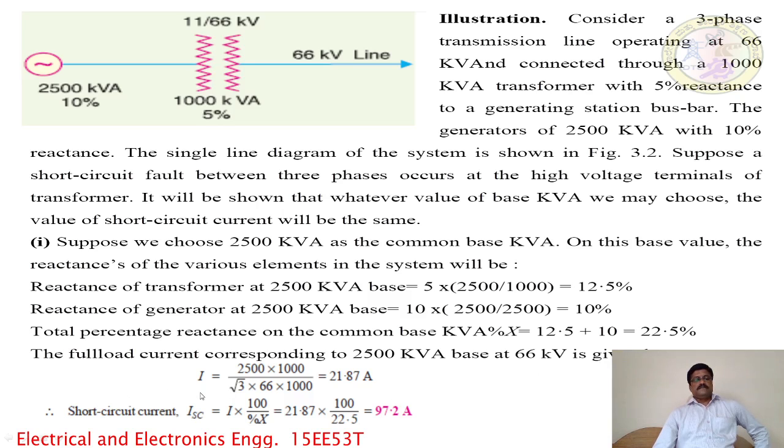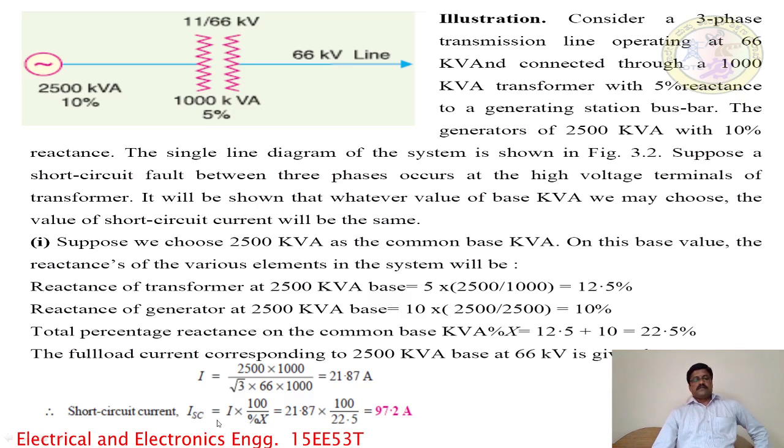Next, the full load current corresponding to the 2500 kVA base at 66 kV is given by the formula P equals root 3 V into I. Therefore I equals P divided by root 3 into V, where P is the rated base kVA and V is the transmission line voltage. So I equals 2500 into 1000 divided by root 3 into the transmission line voltage of 66 kV. Therefore the load current flowing through the transmission line is 21.787 amperes.